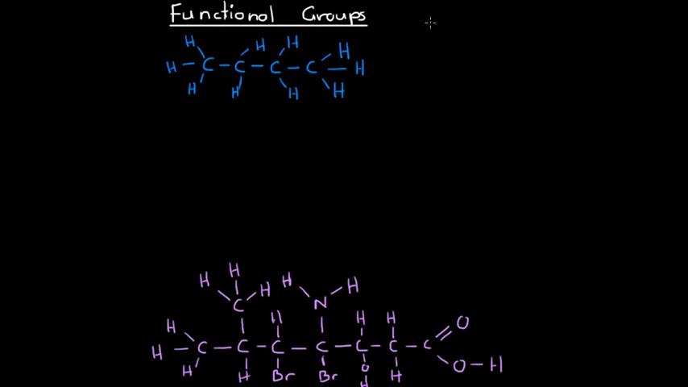Now, functional groups dictate lots of the chemical properties of a molecule, such as how they're going to react and how they're going to be soluble in different substances. So these functional groups control the chemical properties of organic molecules. So the first type of functional group that we are going to look at now are halogens.